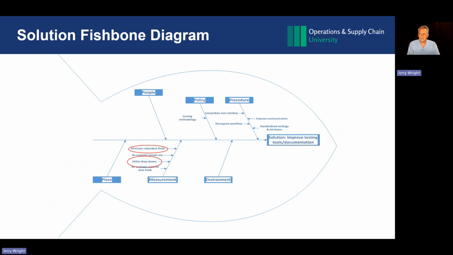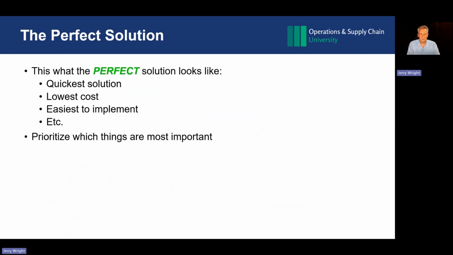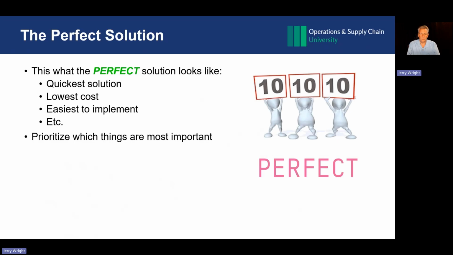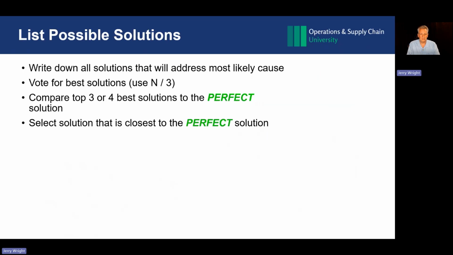Now, how do you decide what to implement on the solution side? Well, same thing. You can still do the voting, not a problem, but you want to orient yourself towards the best solution. The most perfect solution is fast, low cost or free, super easy to do, and other elements like that. Prioritize which things are most important and then work for that perfect solution and go right back to voting, right?